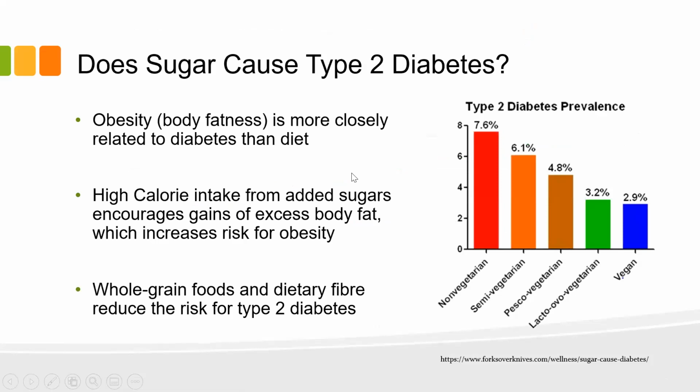Does sugar cause type 2 diabetes? I think I already talked about this. Just to give you the points here: obesity is more closely related to type 2 diabetes than diet. The high calorie intake can be sugars, but it can be fat. It doesn't really seem to matter what it is.